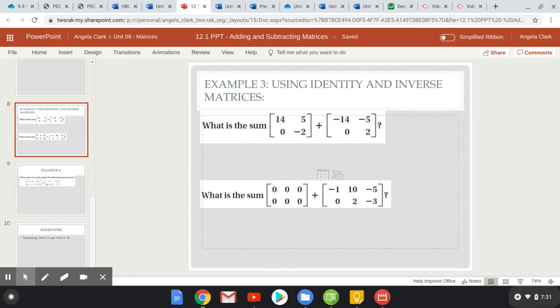Hey guys, I'm going to continue with 12.1. We're going to be talking more about identities and inverses. So let's look at this question.